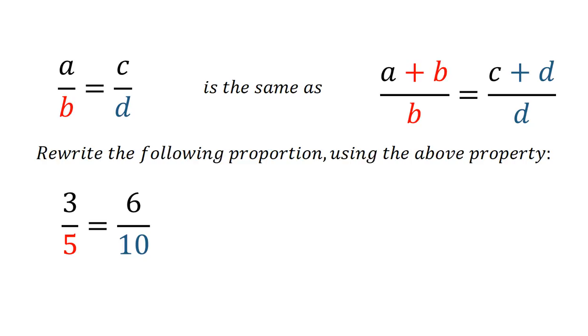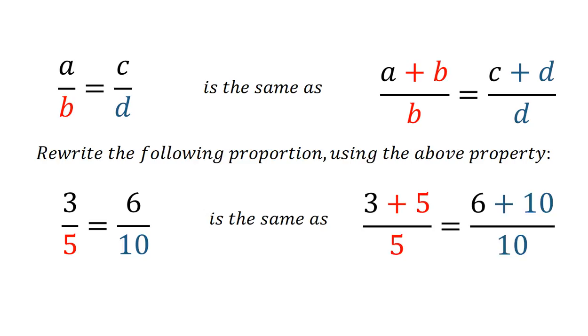So once again, we still have 3 over 5, and that's going to equal to 6 over 10. So the first fraction, 3 over 5, we are going to be adding the denominator, which is 5, to the numerator, 3, and then we're going to be adding 10 to 6. So hopefully that makes more sense by seeing it there. And then we're going to simplify the fractions. 3 plus 5 is 8, so we have 8 over 5. And then 6 plus 10 is 16, and that's going to be 16 over 10. So those are our properties for proportions.